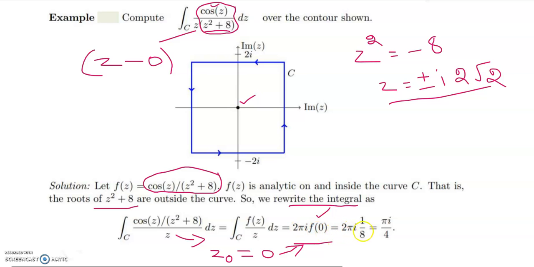It's equal to 2 pi i. What is f of 0? You know that f of z, here put 0 for z. So cos 0 is 1 divided by 0 plus 8. So 1 over 8. That is f of 0, 1 over 8. So the answer is pi i over 4. This is the value of the integral after applying the Cauchy integral formula.